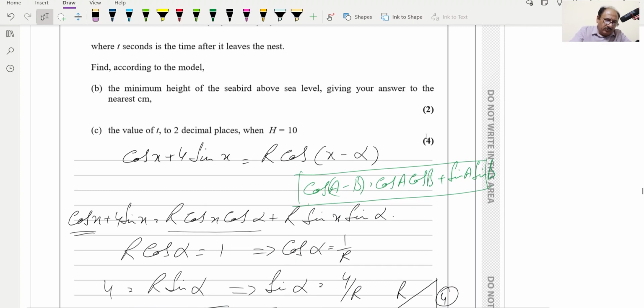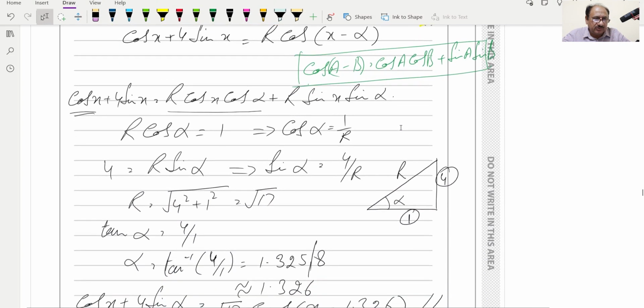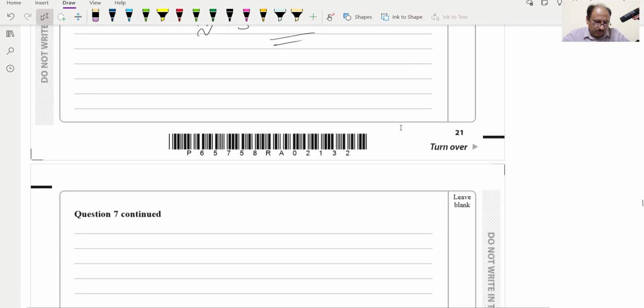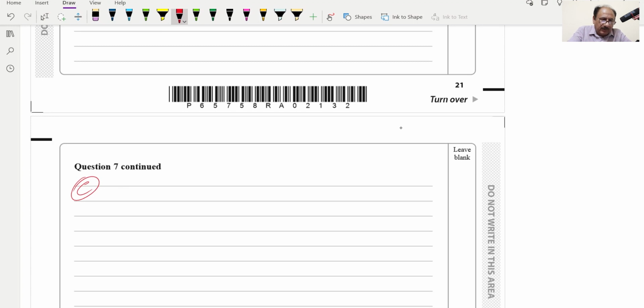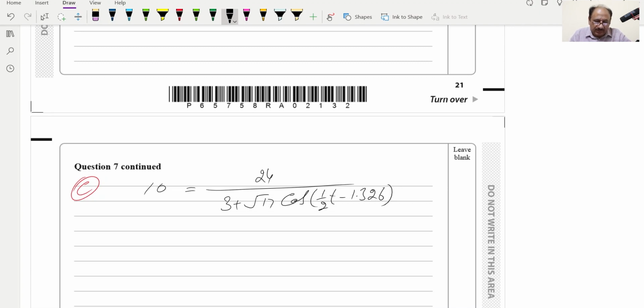They are asking for the value of t to 2 decimal places when h is equal to 10, and this is a 4-mark question. So the same equation will be equated to 10. We can rewrite it as 24 over 3 plus root 17 cos of 1 by 2t minus 1.326, equal to 10, which is given. Then we can cross multiply, so this will be 30 plus 10 root 17 cos of 1 by 2t minus 1.326 equal to 24.